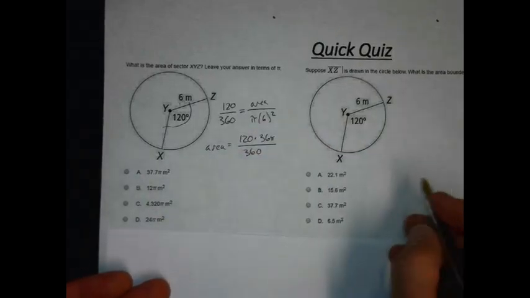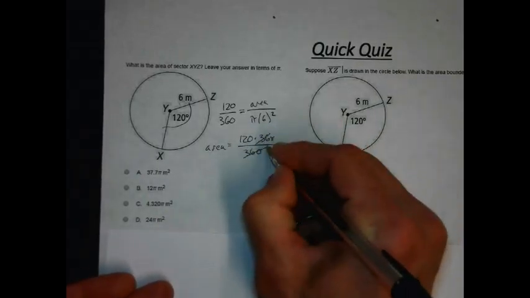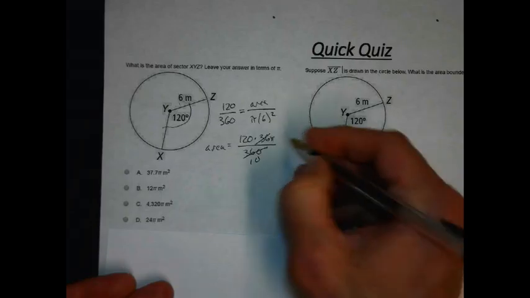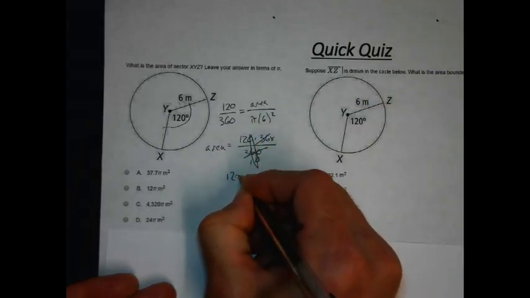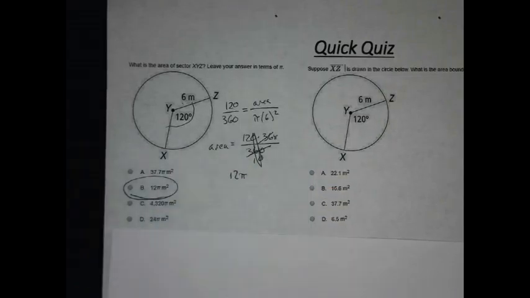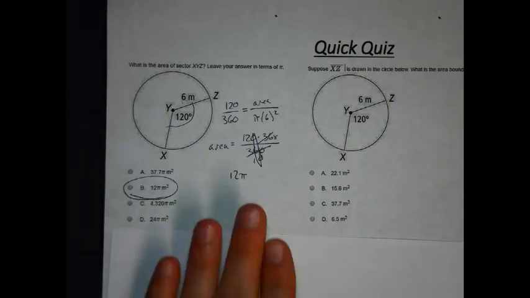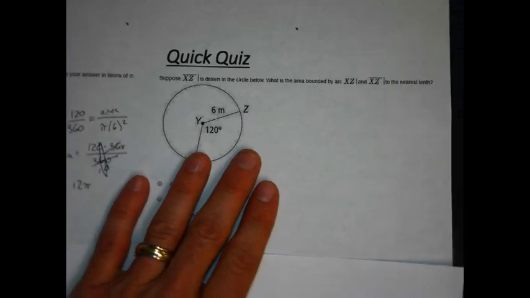Watch how fast we can get this done. 36 over 360 is 10. 10 cancels the 0, it's 12 pi. And we have now found our answer to be 12 pi. So look how fast we can use those skills. Okay? Now we're going to use this in order to answer the next question.